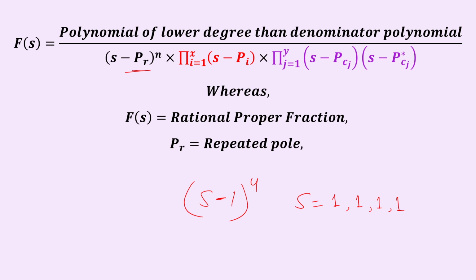In the same way, it can have another repeated pole at any value, for example, s cube. That means there are 3 poles at the origin, 0.